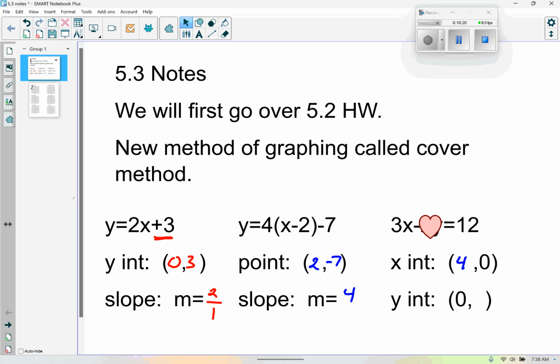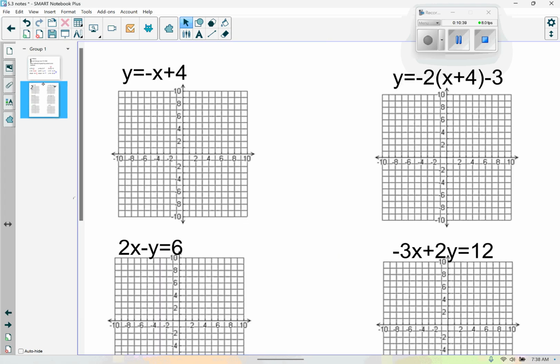Then you go over to the other one. You're like, okay, this x value is 0, so I'm going to cover that up. So negative 2 times what number gives me 12? And that would be negative 6. So we would be able to graph those 2 points. Okay, so the cover method works pretty nicely. Let's take a look on the next page. So we have a y-intercept at 0, 4 on this one because of that 4. I have a slope of negative 1, down 1, right 1. Connect the dots.